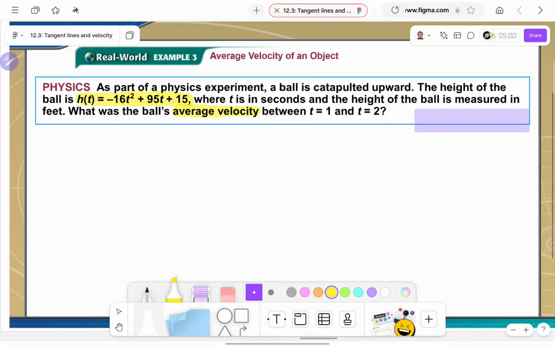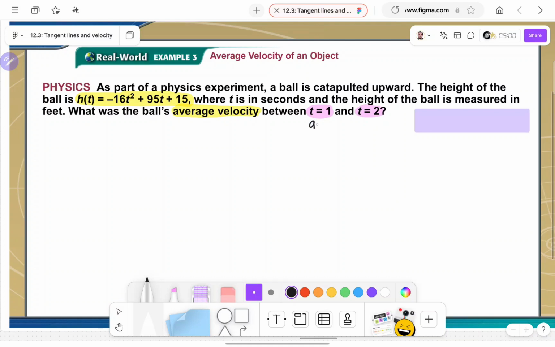As you know, for average speed, we need to know at least 2 points to use the formula y2 minus y1, or f of b minus f of a. So t1 is equal to 1, then the other t is equal to 2. So we know that this is a, which is equal to 1, this is b, which is equal to 2. Now let's substitute them. So f of a, which is f of 1, we substitute 1 in every t, so negative 16 times 1 squared plus 95 times 1 plus 15. The answer is 94.